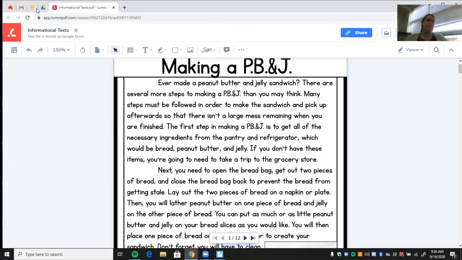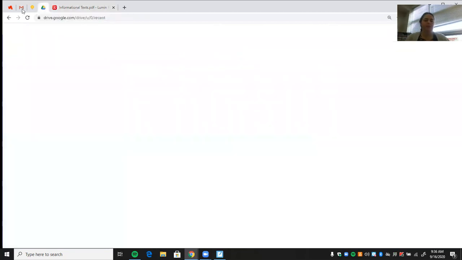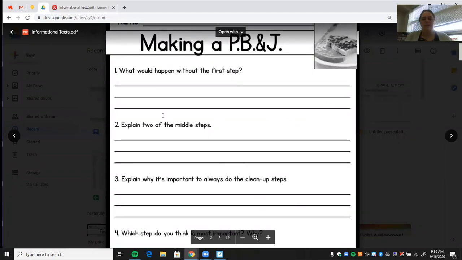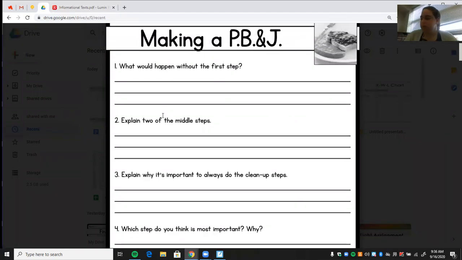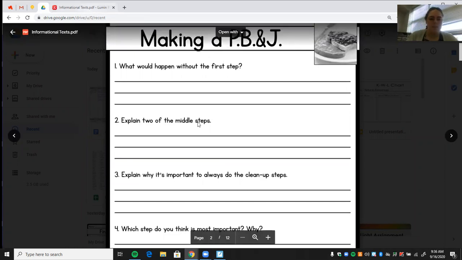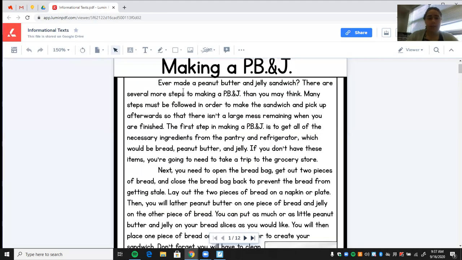All right, so we just learned how to make a PB&J sandwich. So let's look at these questions. Number 1, what would happen without that first step? Well, first we need to find out what the first step is, right? So I'm going to take my highlighter and, right here, it says the first step.